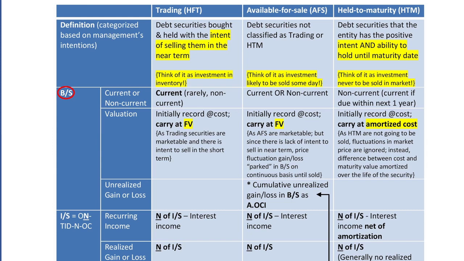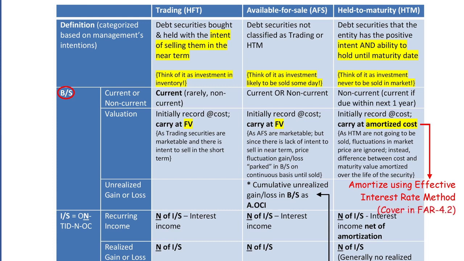the security. So, if the investor purchased those held to maturity securities at a premium, the premium is amortized over the life of the security. If the investor purchased the held to maturity debt securities at a discount, that discount is amortized over the life of the security. Basically, draw an arrow and write amortize using effective interest rate method. And we're going to cover this in FAR 4.2, where we'll have a detailed discussion on bonds payable.